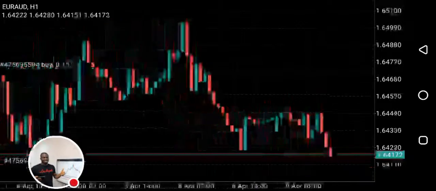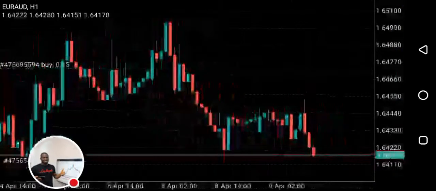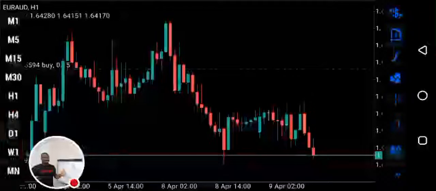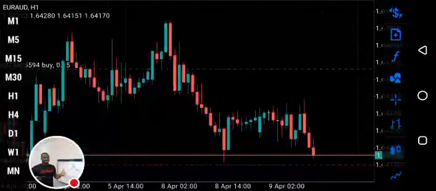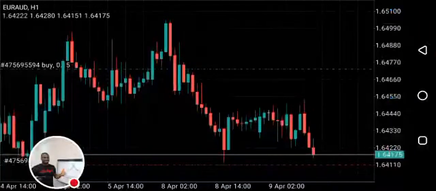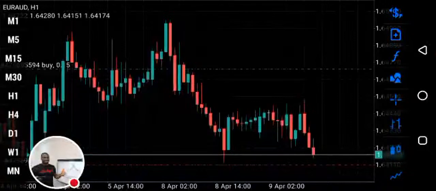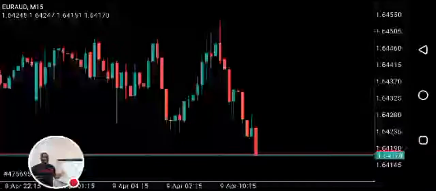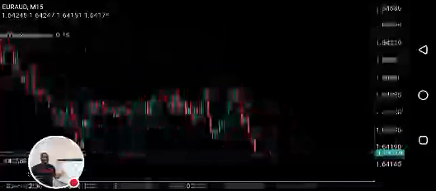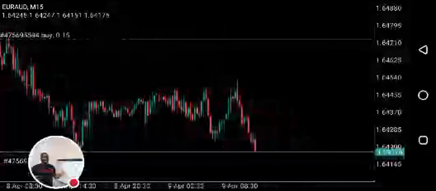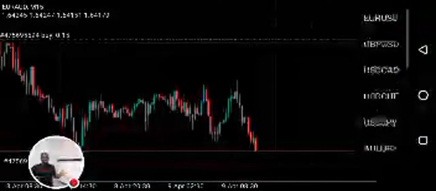I'm still bullish on Euro Australian dollar, irrespective of what's happening right now. Let's see how it plays out. Any other question? So let's look at one more currency pair before we end this session.